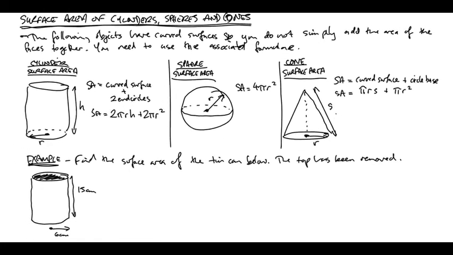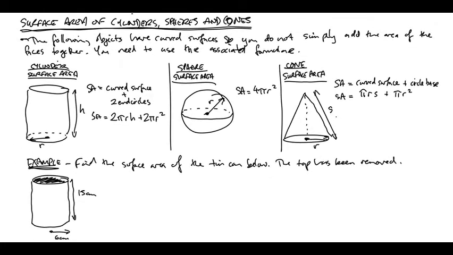So now on to surface area of cylinders, spheres and cones. You'll find these formula anyway on page 193 of your textbook. But I just want to go over them anyway because you can't just add the faces together here. They have curved surfaces, so you really should use this formula.